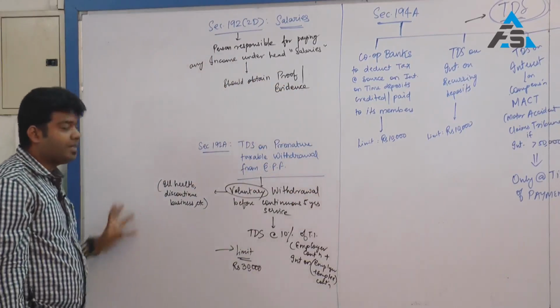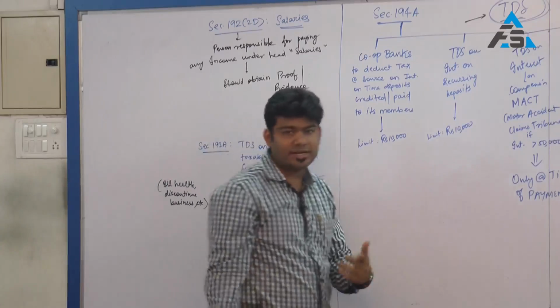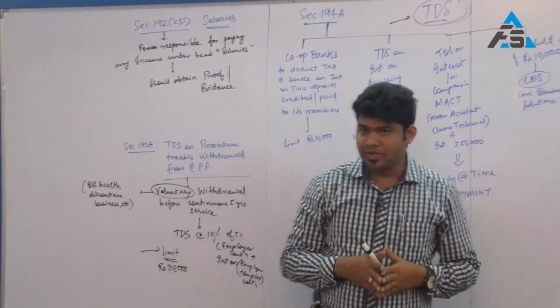Next in line, 192A, TDS on premature taxable withdrawal from EPF. Again, I'll explain. So again, you are a salaried employee.